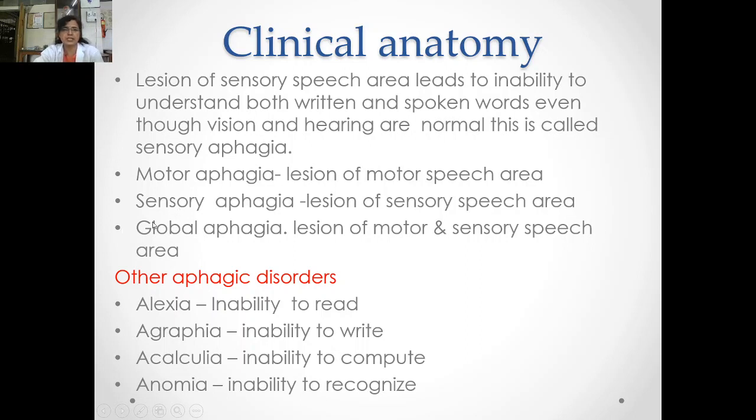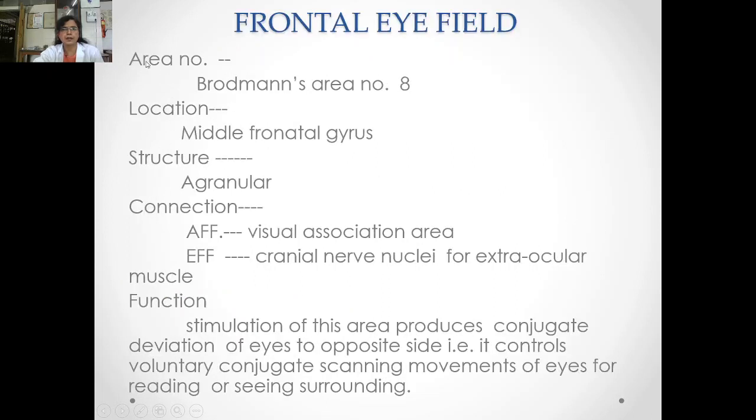Then this sensory speech area is necessary for reading, computing and writing. So lesions of this sensory speech area lead to aphasic disorders, and these are alexia, which means inability to read; agraphia, inability to write; acalculia, inability to compute; and anomia, the inability to recognize. And this is about the clinical anatomy of the sensory speech area, and this is about the motor speech area and sensory speech area.